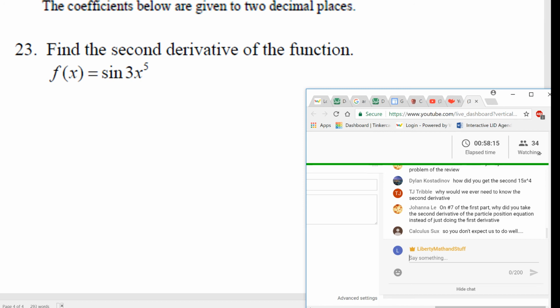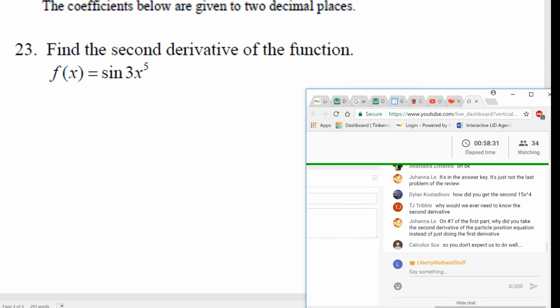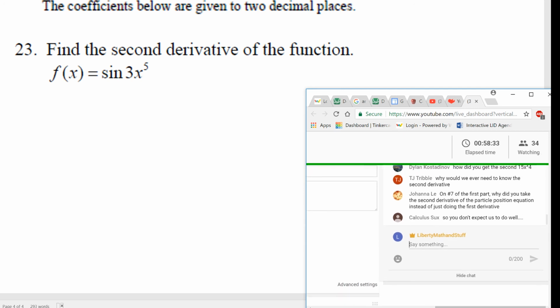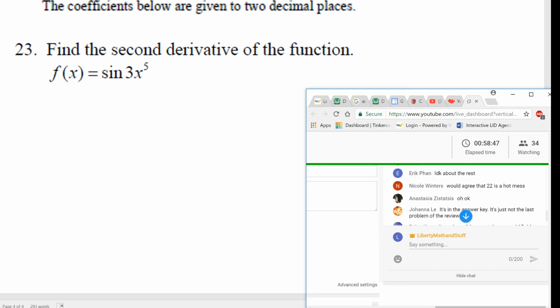On number 7, in the first part, why did you take the second derivative of the particle position equation instead of just doing the first derivative? 7 on the first part. So you don't expect us to do well. Well, people kind of do crappier on multiple choice tests in general. So yes, I don't expect to do that well. But I do expect that our class averages are going to be in the high 50%, which will be in the, like, I don't know, low to mid B range. That's kind of what I'm expecting on this.